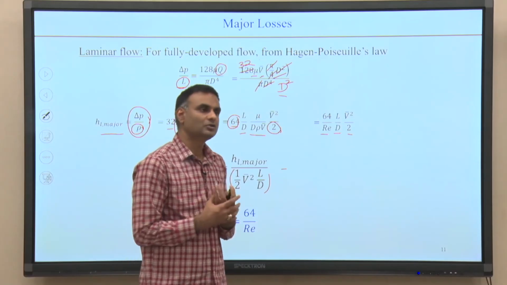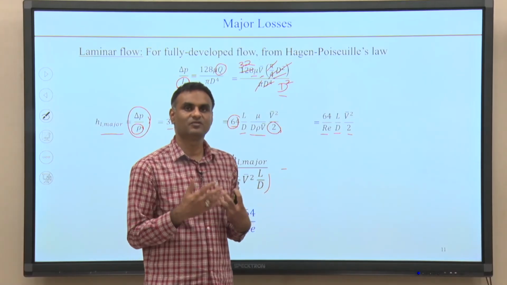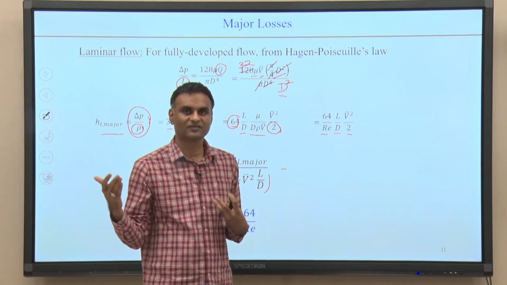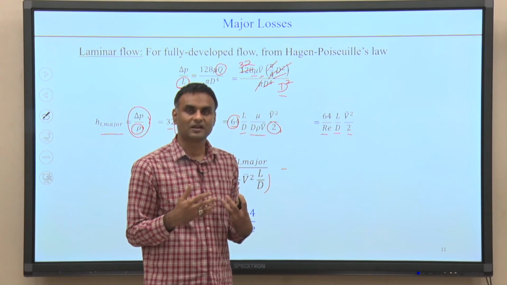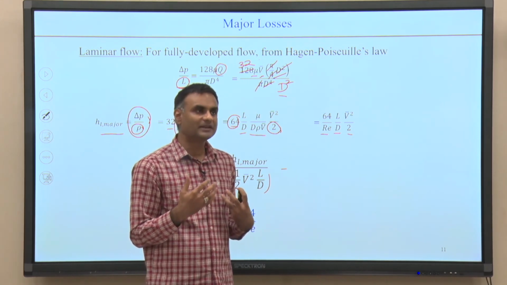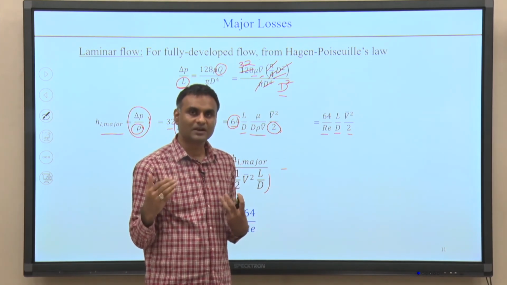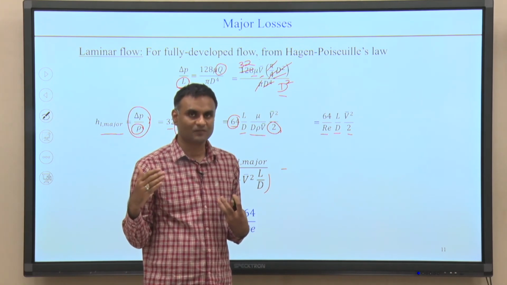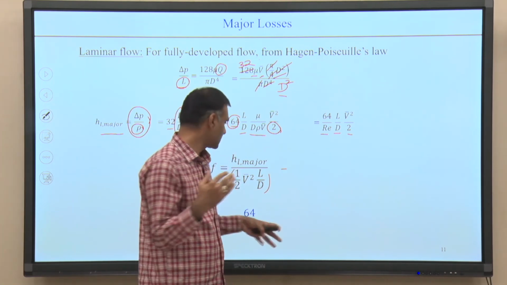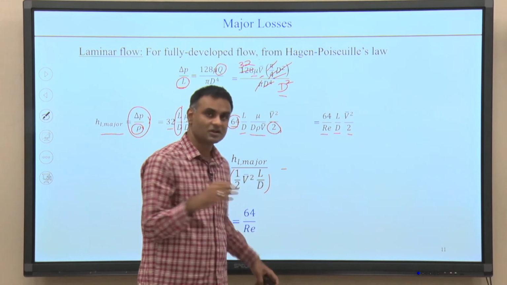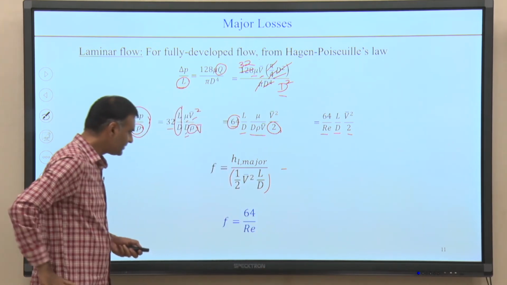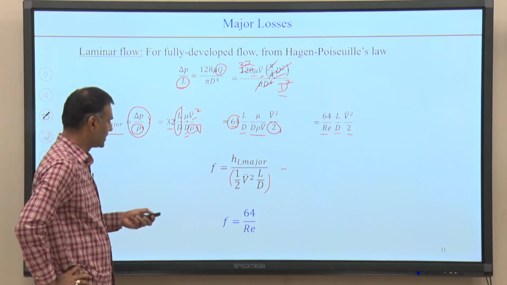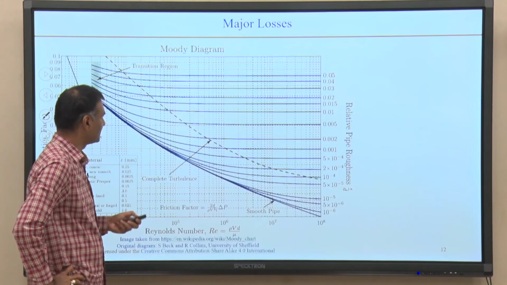When we derived this relationship, we did not take roughness factor into consideration there, but the experiments show that for laminar flow, roughness does not come into picture, and F is 64 by Re even for rough pipes. So, roughness does not have an effect in the laminar flow in pipes.